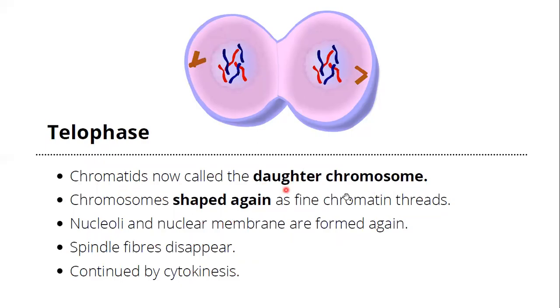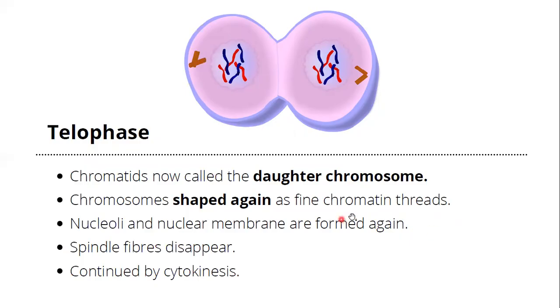We call them daughter chromosomes, okay? Do you understand? Daughter chromosomes, because they are single and straight. If there are two threads here, we call them sister chromatids, okay? But now we call them a daughter chromosome. So the chromosome is going to reshape again and form chromatin threads, okay?